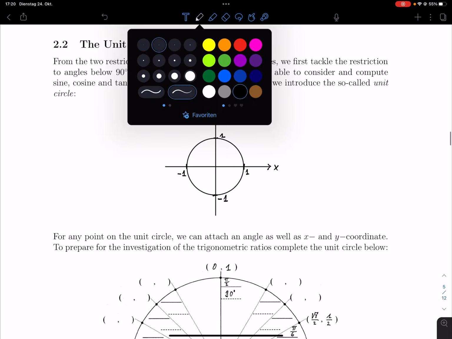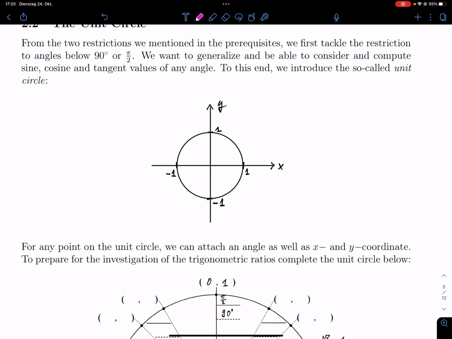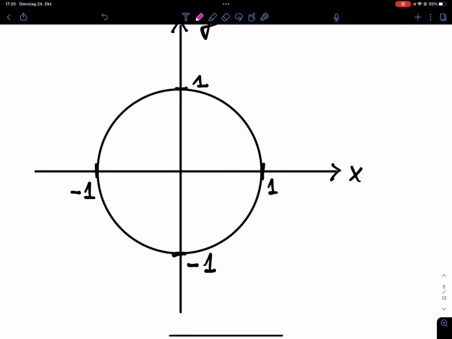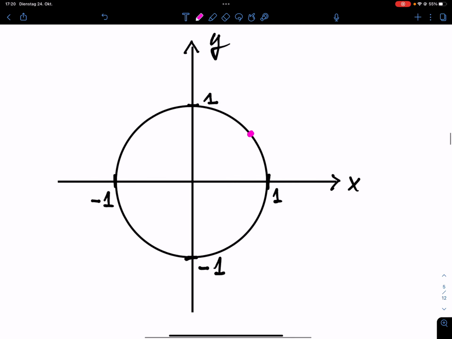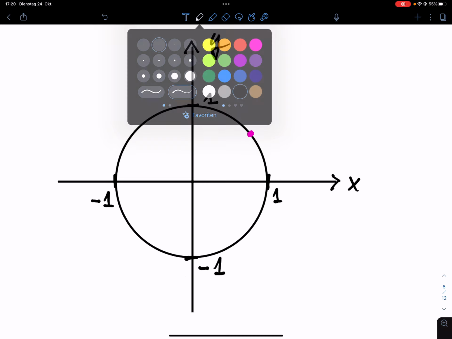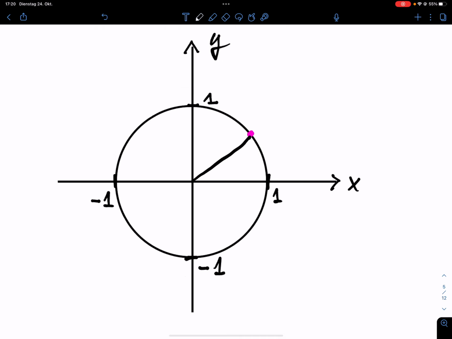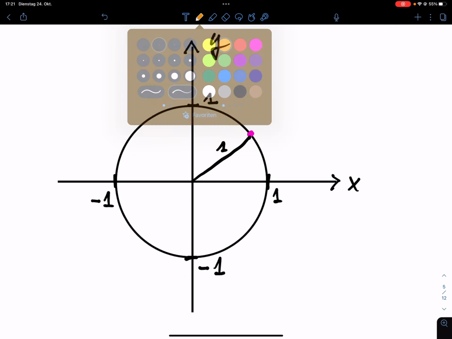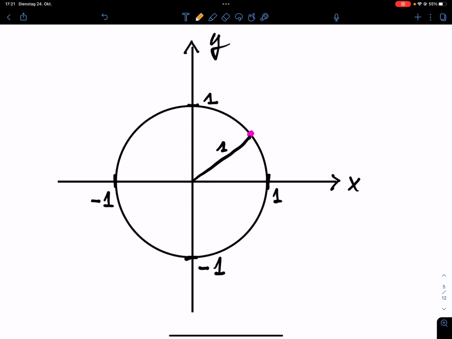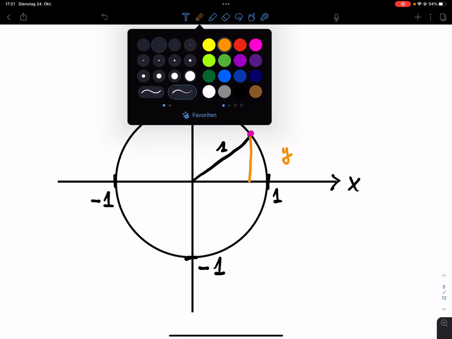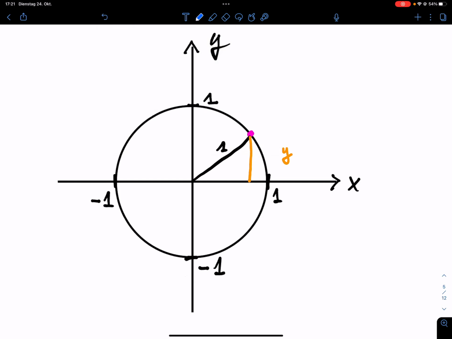And what we do here is we just take any point P on a circle that has radius 1, and we place that in the coordinate system. And that means that here, this distance here is just a distance of 1. And what we're going to look at or concern ourselves with is what is the y-coordinate of this point and what is the x-coordinate of that point.